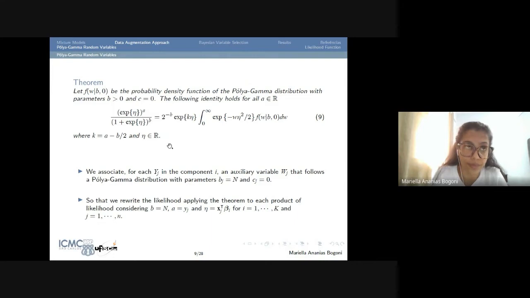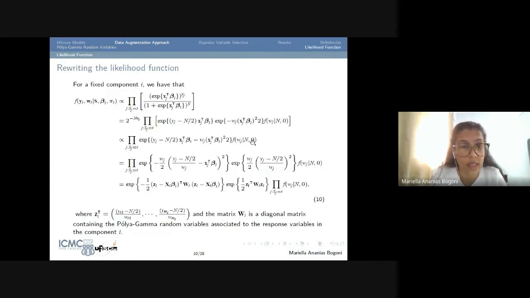Okay, so the data augmentation strategy in this model will be done by introducing for each yg an auxiliary variable wg that follows a Pólya-Gamma distribution according to the theorem. And then we will rewrite the likelihood applying equation 9. But since we want to rewrite the likelihood function as a function of the Pólya-Gamma variables, we will not integrate it out in this equation. So this is exactly what we do here.